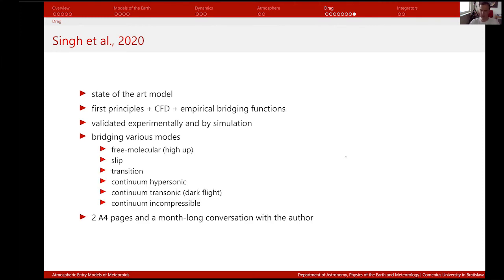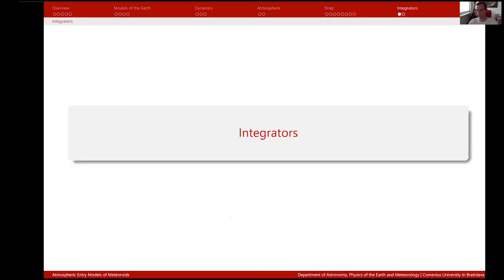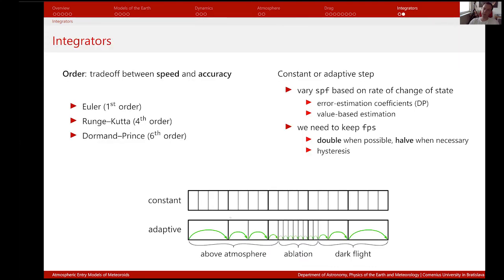I also tried to validate it by simulation. It works. However, I'm not able to do a real validation comparing to some experimental data, but they claim they've done it. So it bridges all these modes that can be encountered. The entire model is on 2 A4 pages, and it also required a very long conversation with the author because I wasn't very sure that the equations they published in the preprint paper were right. But we implemented it.